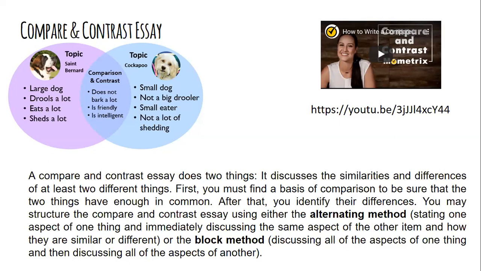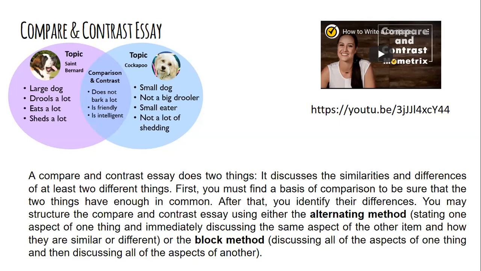So if you're using the alternating method, it means you are giving the idea of one and then the same idea, but related to the other item, idea, or concept, okay? Or there's this other method that is the block method. Basically, it means discussing all of the aspects of one thing and then discussing all of the aspects of the other thing. So you have two options here.